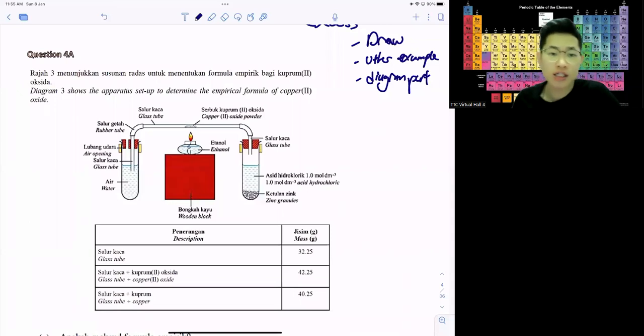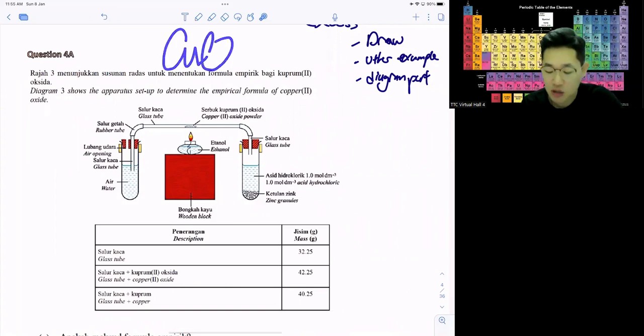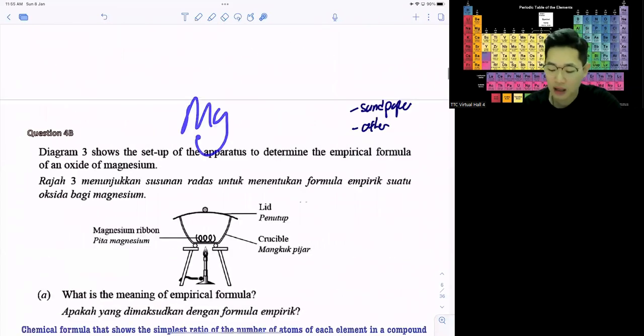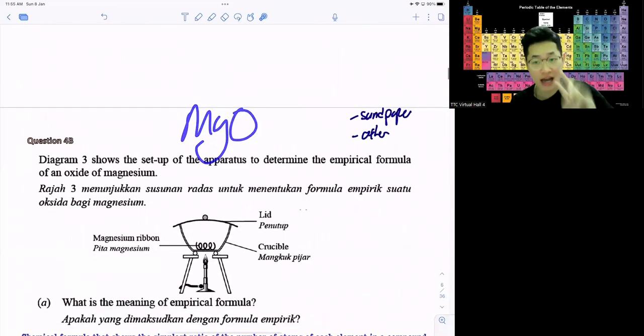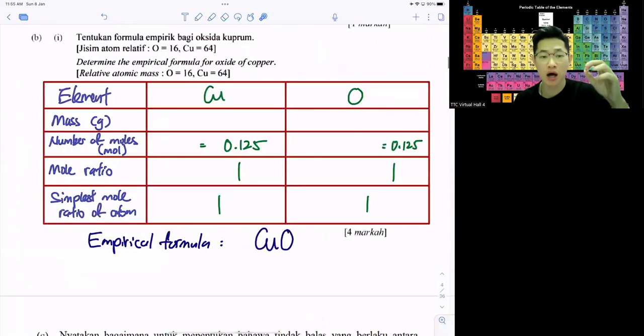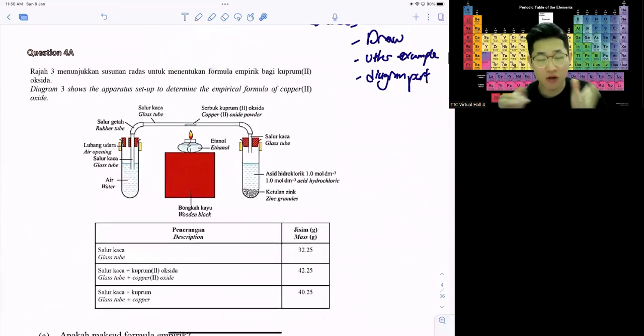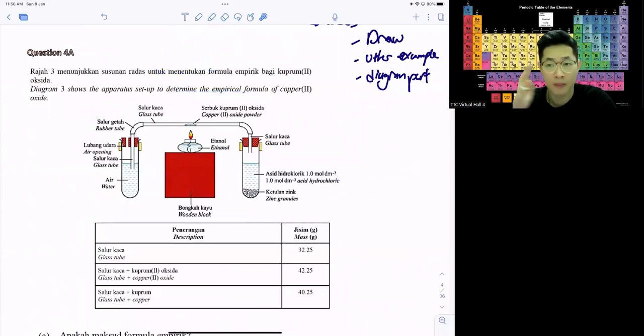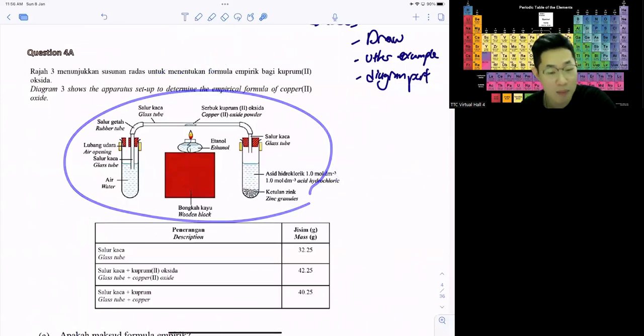Okay, so question 4 is about empirical formula. Okay, so empirical formula, you have to know there are 2 types of empirical formula. It can be the empirical formula of CuO. It can be the empirical formula of MgO. 2 different experiments, and they use different methods for different metal. Cannot mix one. Okay, so for the CuO method, it looks more complicated.